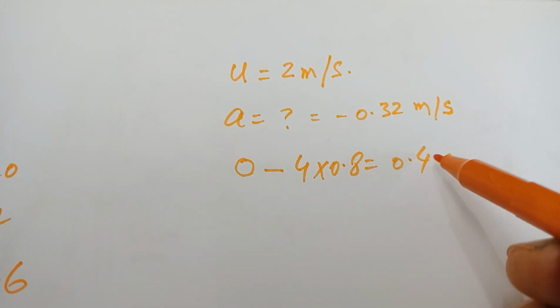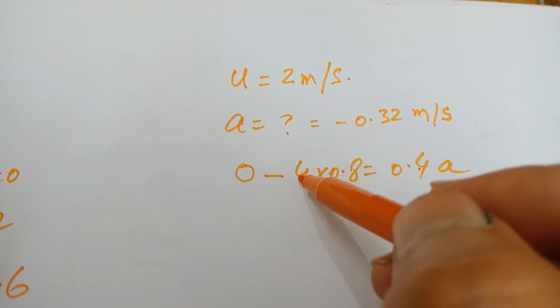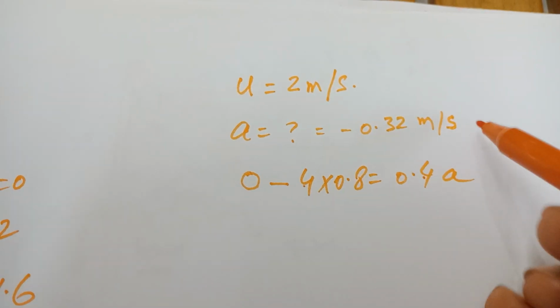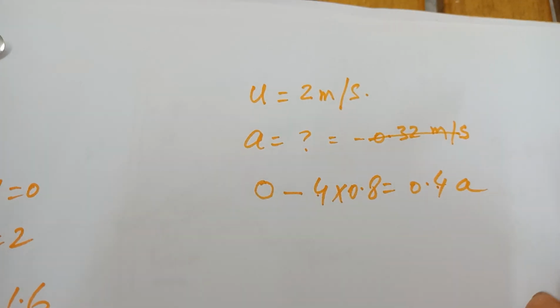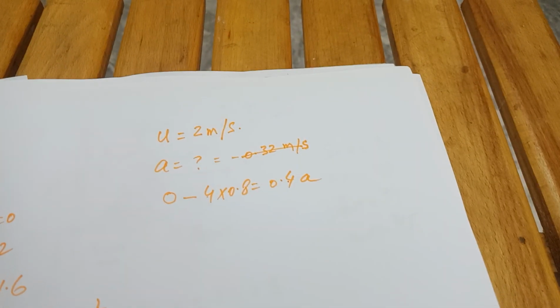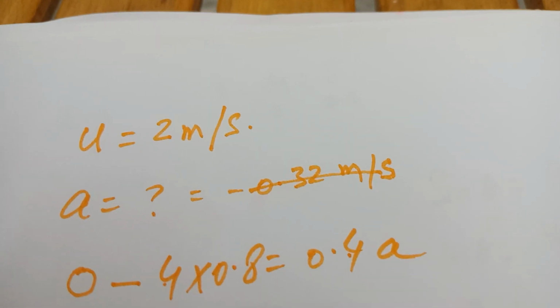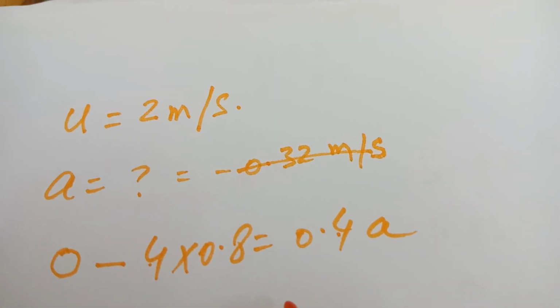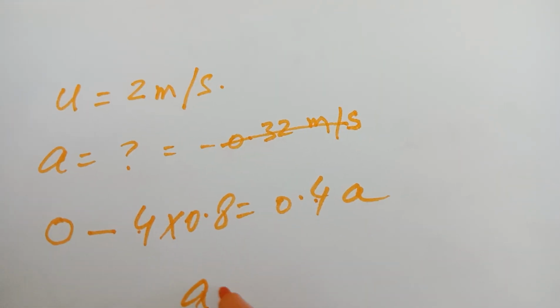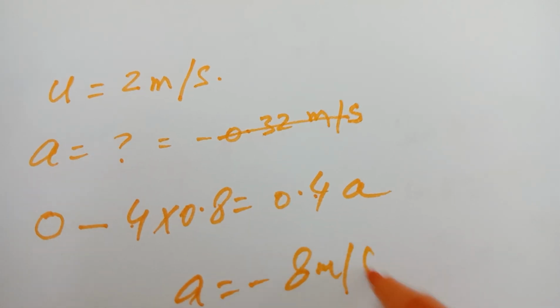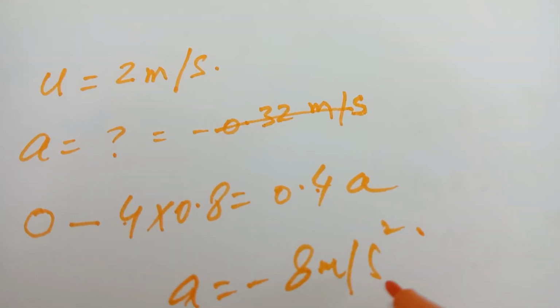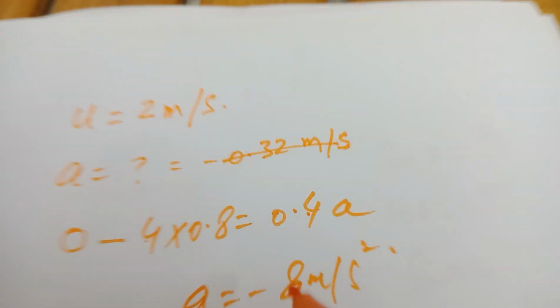If I cancel this, it is 0.08. Oh, am I right? Let me use the calculator. Sometimes I really get confused. You see, I was doing this mentally and I was making silly mistakes. So the acceleration is going to be minus 8 meters per second square. That is for the motion up the slope.